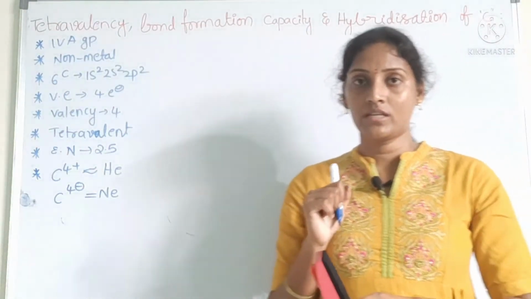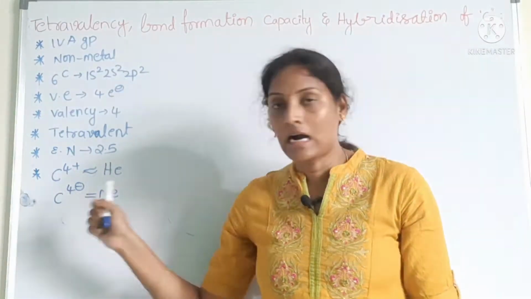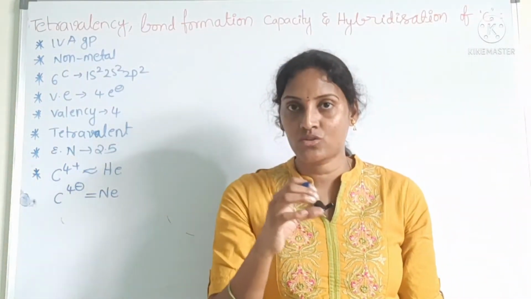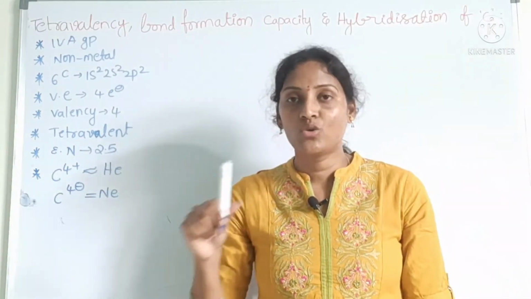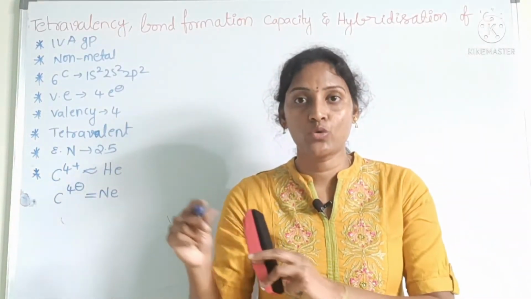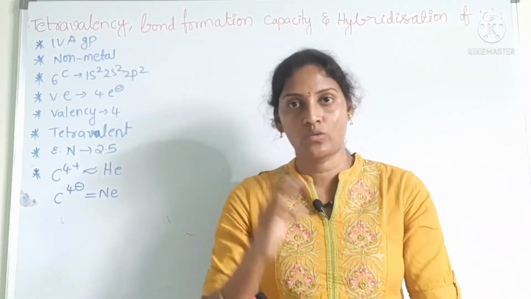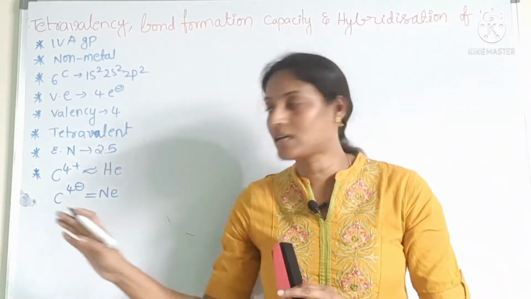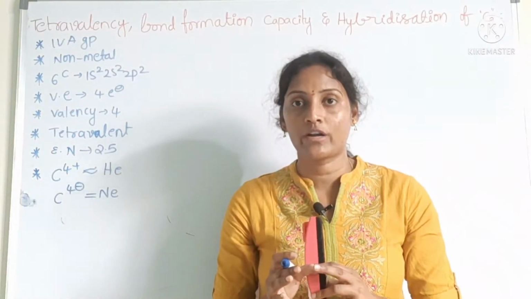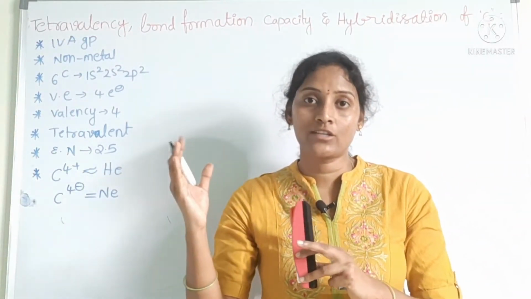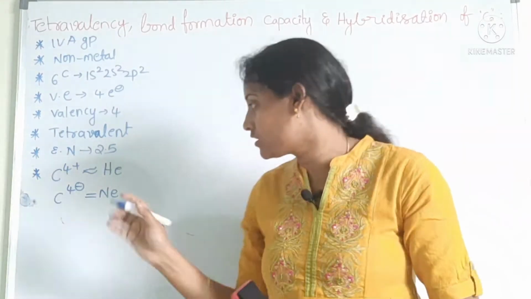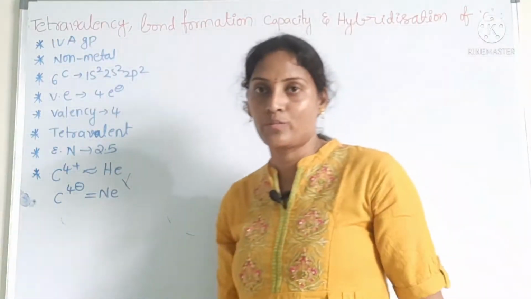But the thing is here, carbon has only 6 electrons and 6 protons in its nucleus. Those 6 protons can't bear 4 more electrons from outside. And another thing is, carbon is a less electronegative atom. If it is less electronegative, it can't attract more electrons from outside. So these two conditions are not possible.